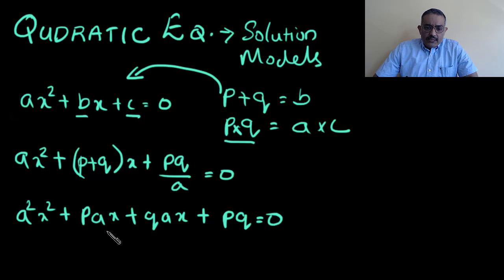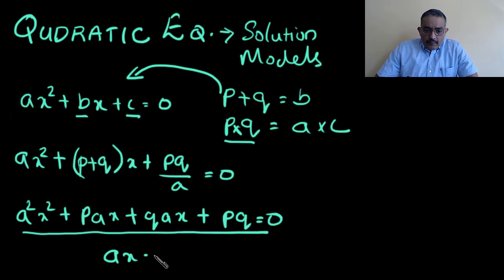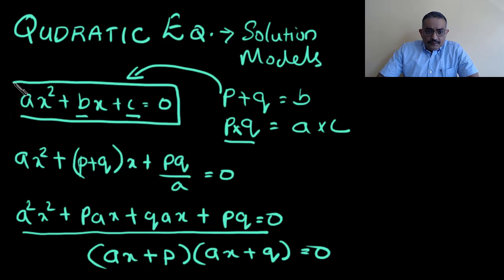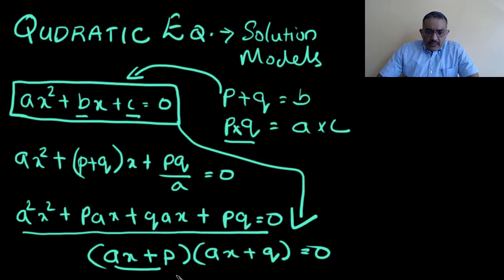Now what we need to understand is, why did we create this form? It's very simple. We can reduce this form into ax plus p as one term and ax plus q as another term equal to 0. Now this is what we are looking for. Instead of this form, we want to convert that equation into this form. Now this portion could be equal to 0 or this portion could be equal to 0.